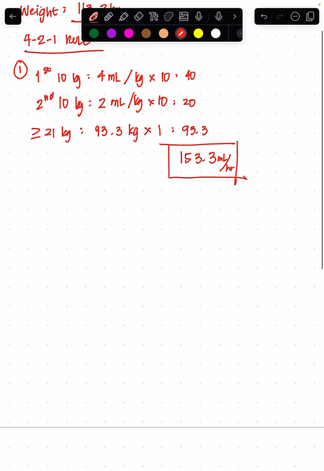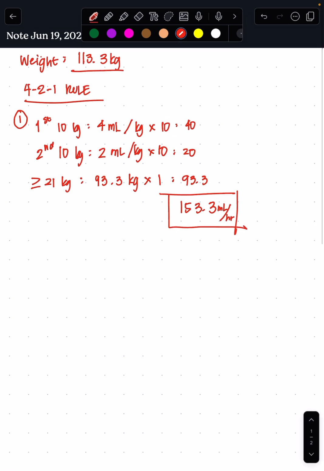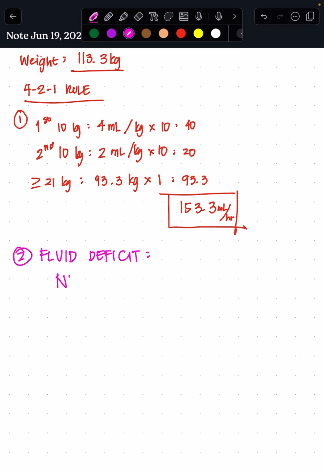And other than that, we also need to calculate, step 2 is to calculate the fluid deficit. So we would know how much we need to really replace on our patient. So it's fluid deficit. This is calculated by knowing the total amount of hours our patient has been NPO. So in our case, our patient was NPO for 8 hours.